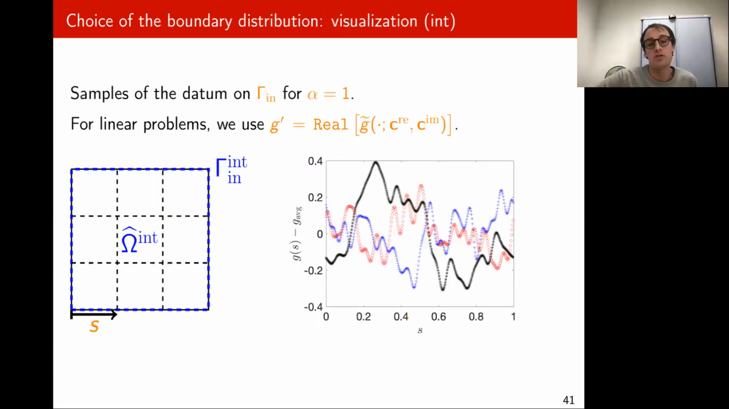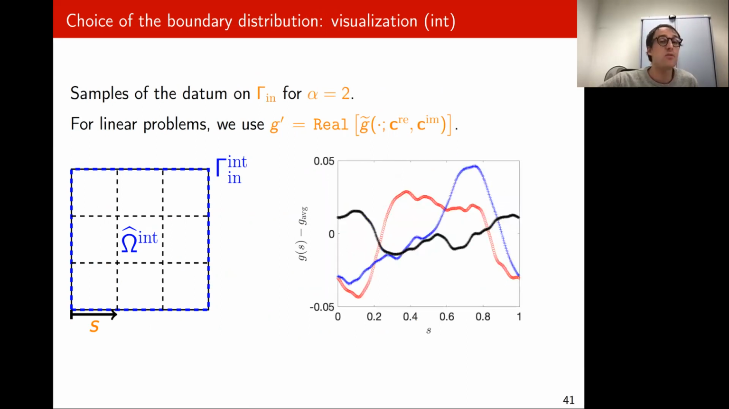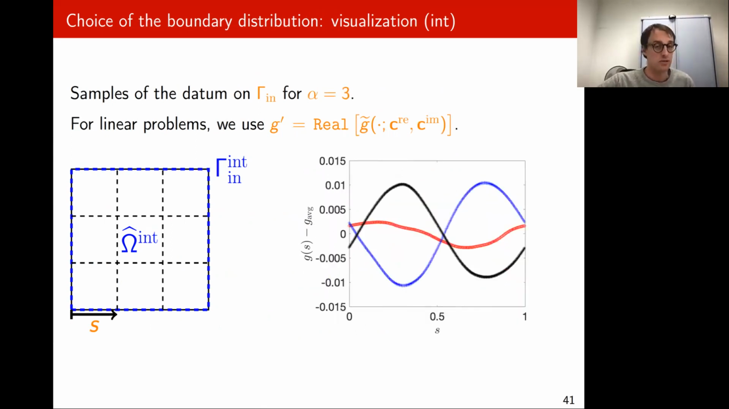So this is how the solution looks. So our G looks like this. So again, this is for the internal component before the rescaling. So this is with alpha equal to 1. This is alpha equal to 2, and this is alpha equal to 3. Okay. So as you see, this parameter alpha can be used to, let's say, regulate the smoothness of the boundary datum that we prescribe.